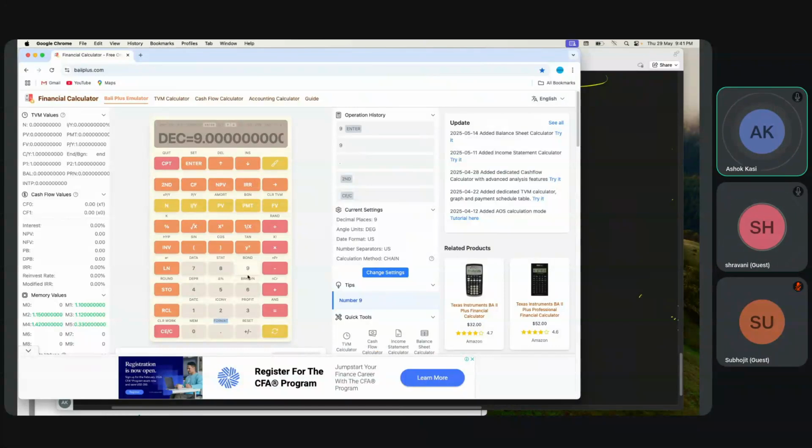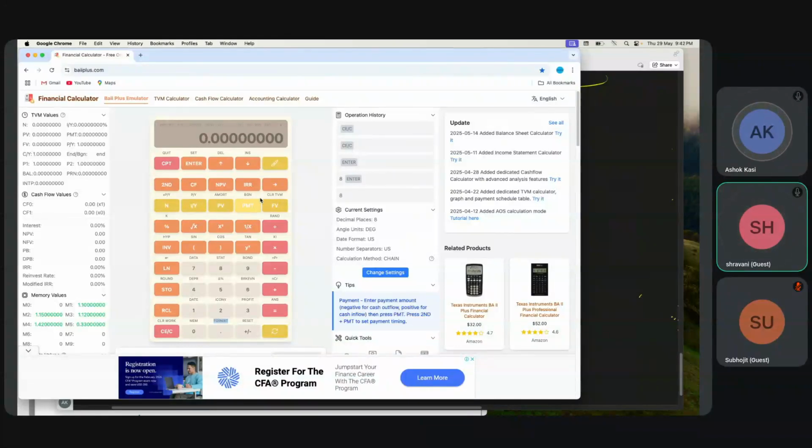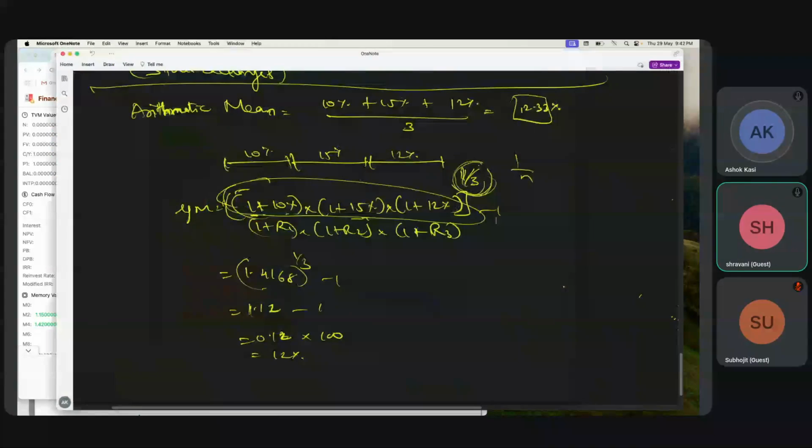9 decimal. I think I'll keep 8 decimal. Okay, 8 decimal and then enter. That's it. Then clear work. So I have 8 decimal now. Is it okay? Yes, sir. Okay. Got it. Now you try, you will get a little more accurate one.